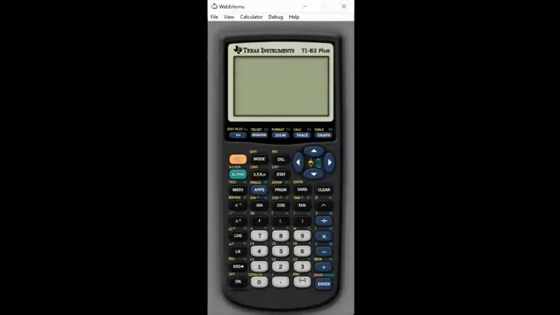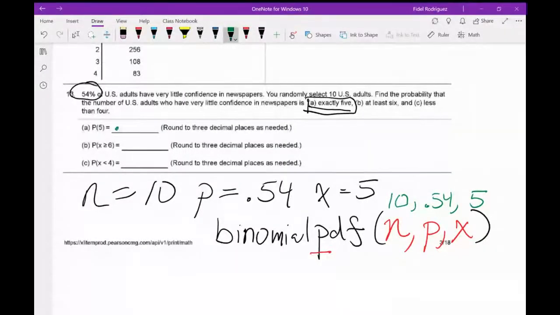I think you guys can see my calculator now. I'm going to turn it back on and clear all this out. The way I'm going to get there is second vars, and I go down until I see Binomial Pdf. Oh, I passed it right here. Binomial Pdf, and I hit enter. The first number should be 10, comma, 0.50, comma, and in this case 5 because we're looking for exactly 5. Close the parentheses, hit enter, and the number I'm coming up with is 0.2383. The problem said to round to 3 decimal places, so it would be 0.238, right?